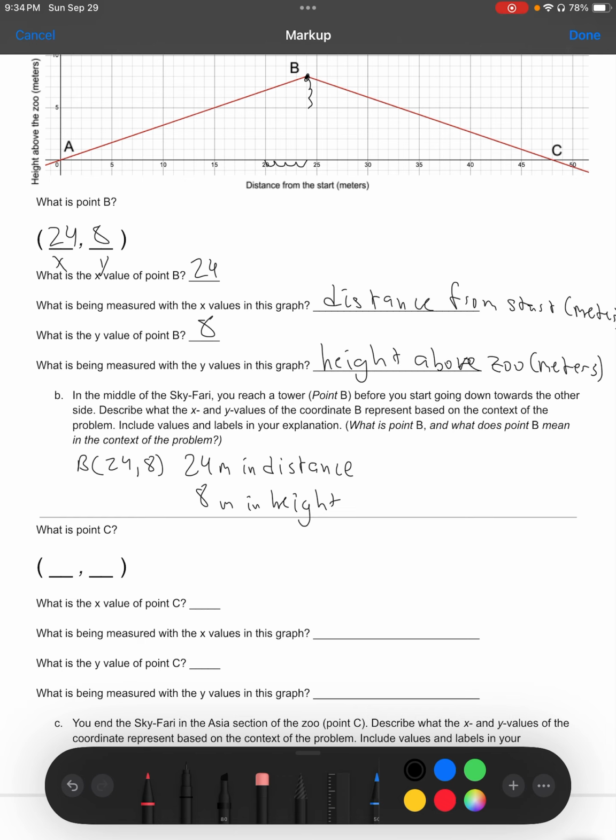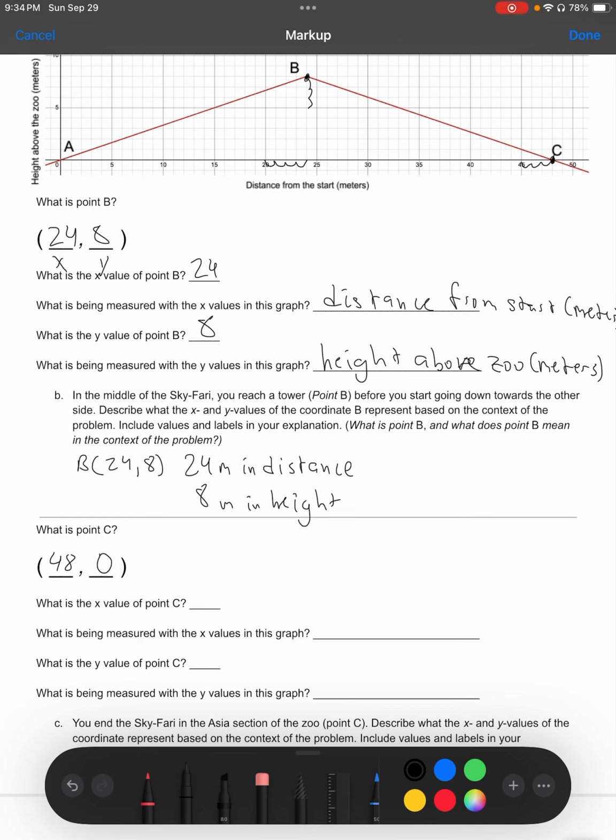The next one is asking us the exact same thing, but for point C. Point C is over here on that graph. And it looks like it is at 45, 46, 47, 48. That would again be the x value, the number that tells us how far to the right we are. But then it is 0 up or down. It is on that bottom line, so we're kind of back down to the same height we started at.